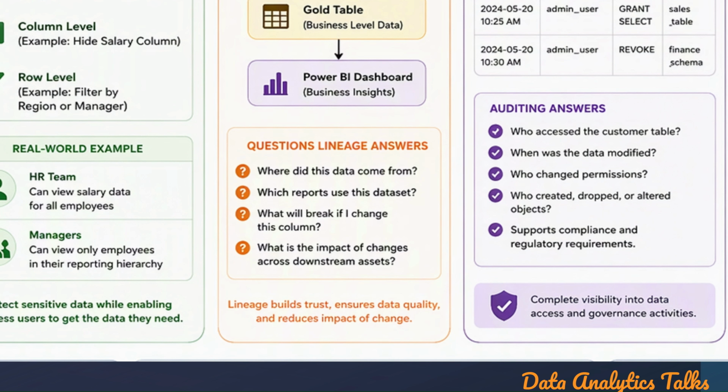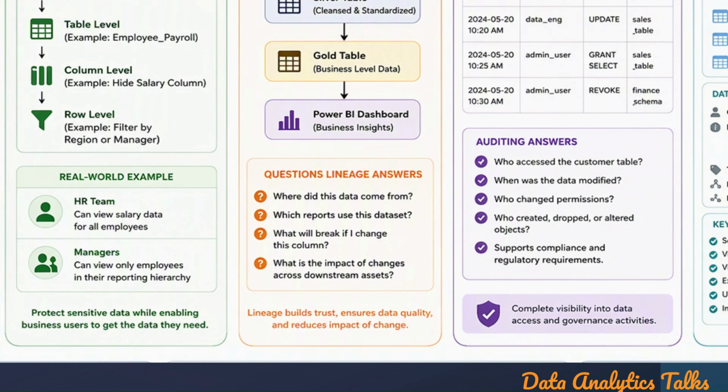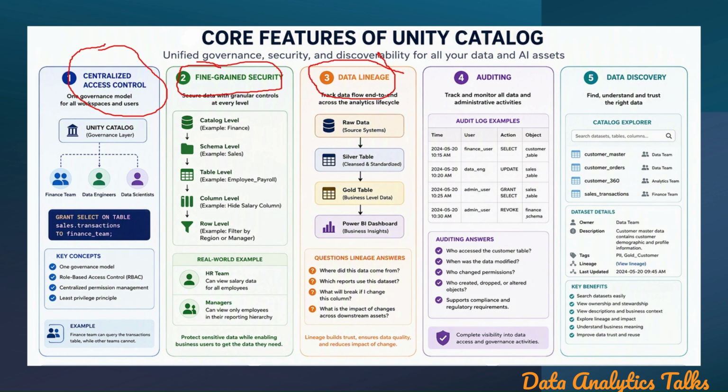So what are the questions? Where did the data come from? Which report uses this data set? What will break if I change the column? What is the impact of changes across downstream assets? That means lineage builds trust, ensures data quality, and reduces the impact of changes. Correct? So that is about data lineage. So we have seen centralized access control, fine-grained security, and data lineage.